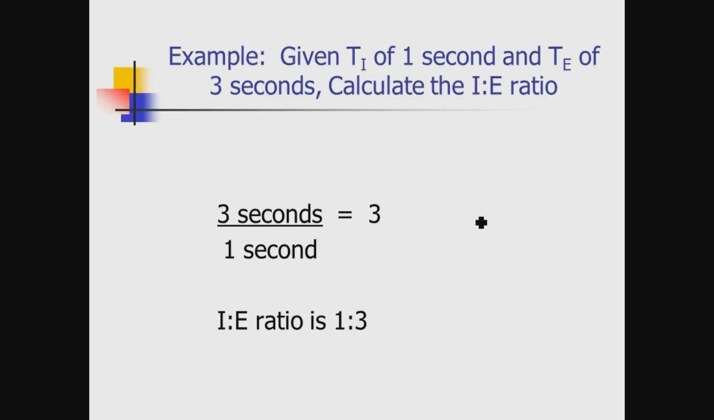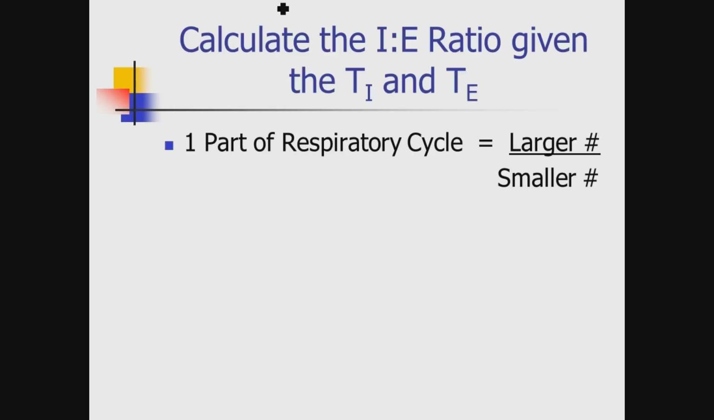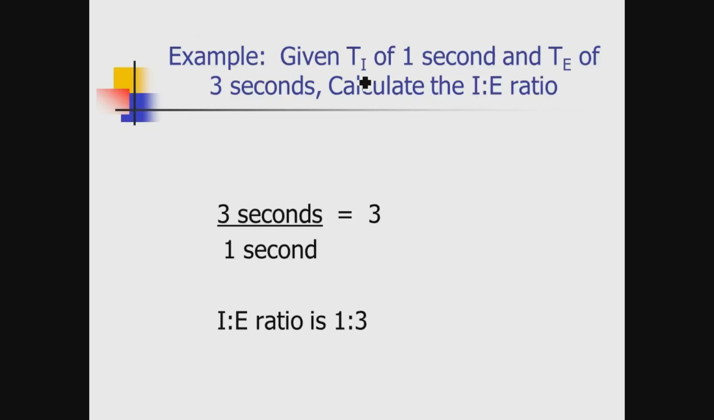This is an example where you put the larger number on top and the smaller one on the bottom. So here I have an I time of 1 second, E time of 3 seconds. What's the I:E ratio? It's the 3 over the 1, or 3, and that's always 1 to whatever we're solving for. So in this case, it's a 1 to 3 ratio.